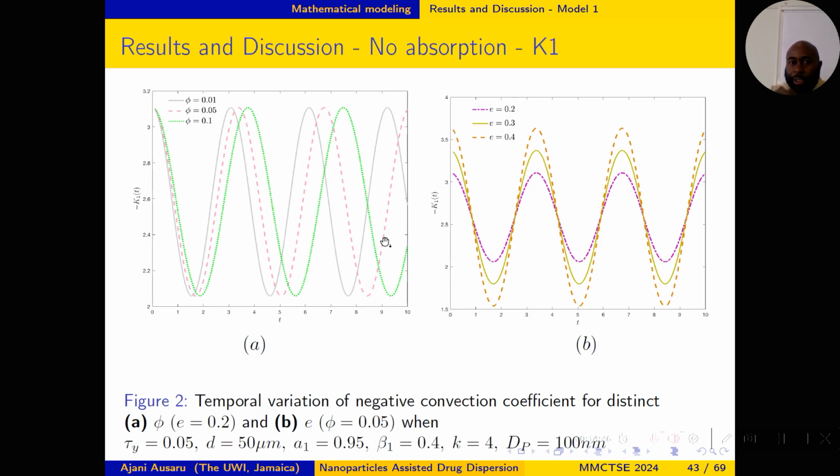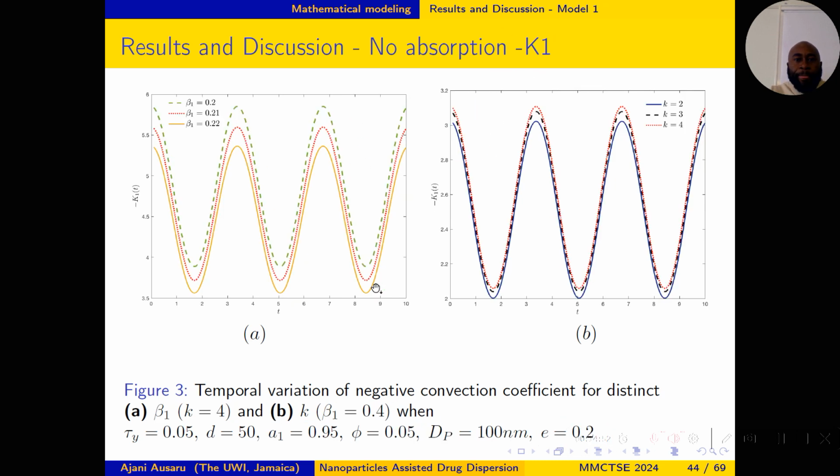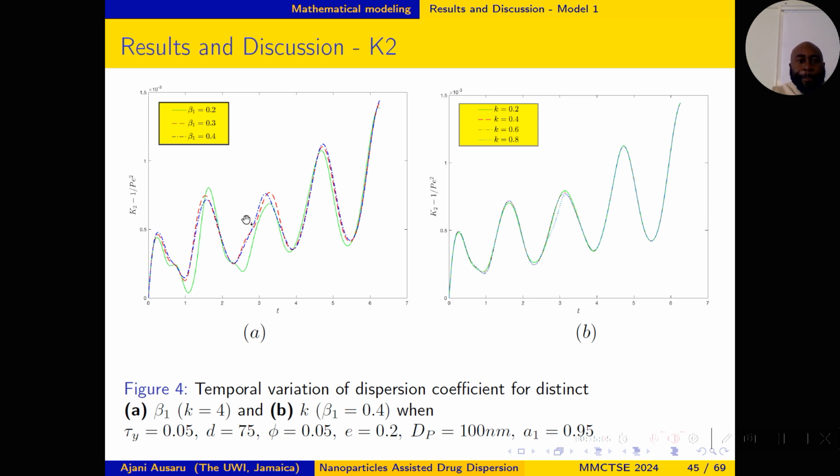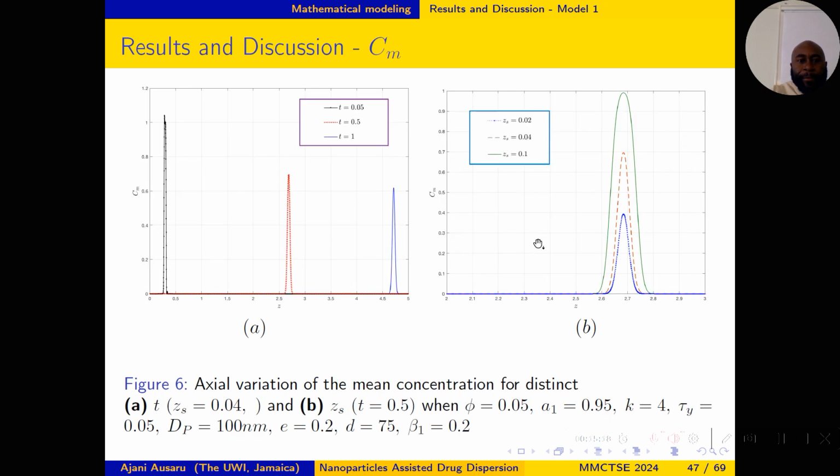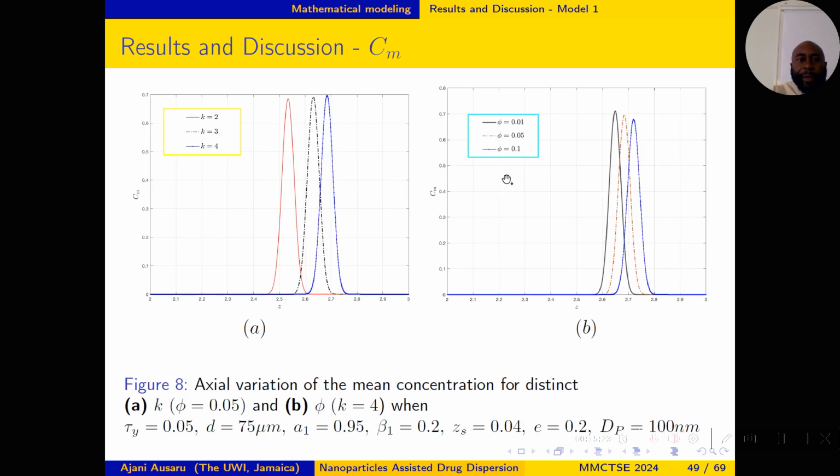And just some results and discussion in terms of our convection coefficient K1, in terms of the impact of varying the respective parameters. K in this case would be our porosity parameter or permeability parameter. Look here, we're looking at some pictorial results for our dispersion coefficient K2. Similarly for K2 in terms of our nanoparticle diameter, our mean concentration as it varies with time, and our input slug length and so on.